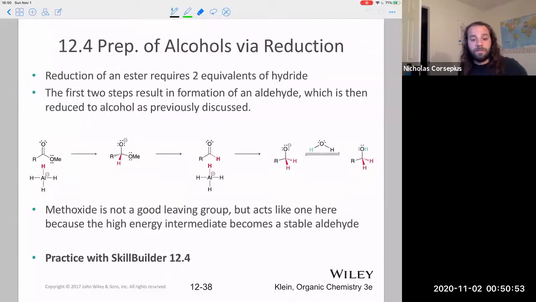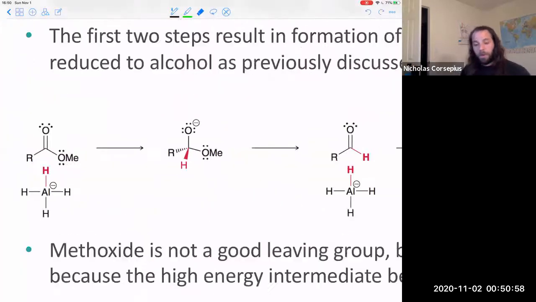So we can see the mechanism for these. It's actually quite interesting, very similar to before. So what do you think when you hear hydride? You think a hydrogen that's playing the role of a nucleophile, right? So same thing here. First step is we have our nucleophilic hydride hydrogen attacking the electrophilic carbonyl carbon.